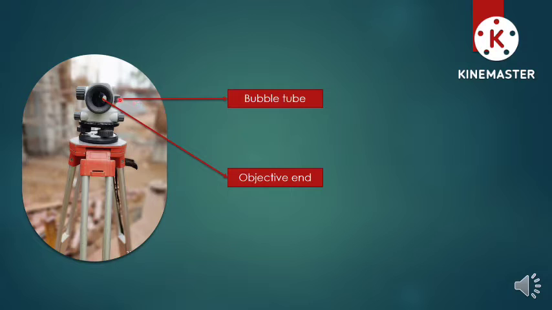What I was telling in the previous slide, this is the bubble tube through which we can see the bubble, and this is the lens, this is the objective end opposite to the eyepiece. Okay, so this is the focusing screw, this is the leveling screw, this is the objective end, this is the bubble tube, this is the tripod. This is all about the parts of a Dumpy level. So next we will see.